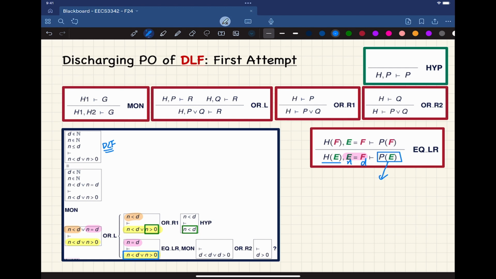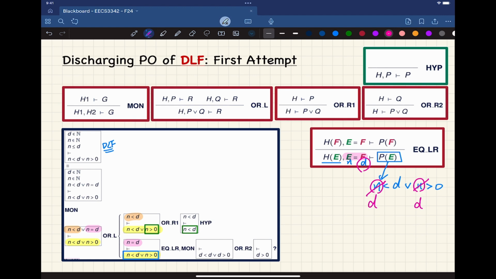The P of E is basically N less than D or N larger than 0. Okay, EQLR. That is to say, I want to replace every occurrence of E by D. That's how I interpret the rule. So now where is E? This one here, and also this one over here. Replace every occurrence of them by F, which is D. This by D, this by D. That's something you want to also practice yourself and convince yourself. It's really applying the rule.